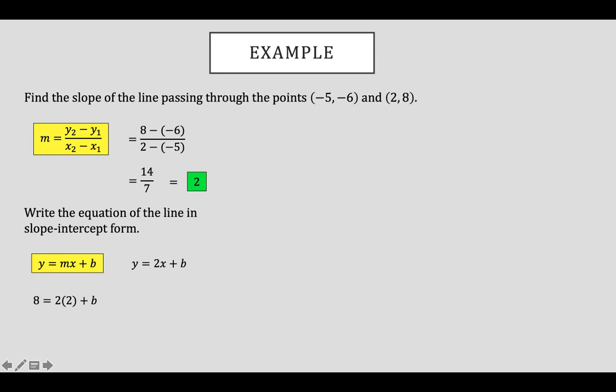So we get 8 is equal to 2 times 2 plus b. To solve for b, we need to subtract 2 times 2, which is 4, and we end up with b is equal to 4. Now that we have solved for the constant b, we can put that together into the form of our final answer, y equals 2x plus 4.